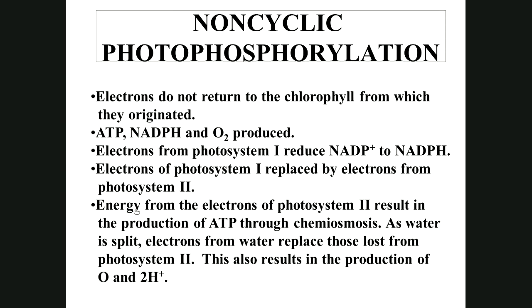The energy from the electrons of photosystem 2 results in the production of ATP through chemiosmosis. Remember, when the electrons are going down the electron transport chain, that energy is being used to pump hydrogens into the thylakoid disc, and then they escape the disc through the chemiosmotic apparatus with ATP synthase to make ATP. As water is split, electrons from water replace those lost from photosystem 2. This also results in the production of oxygen and hydrogen ions. These hydrogens are what the NADP is picking up.